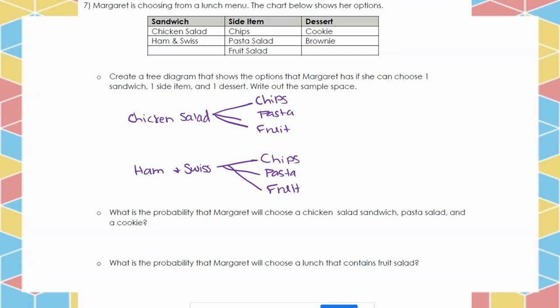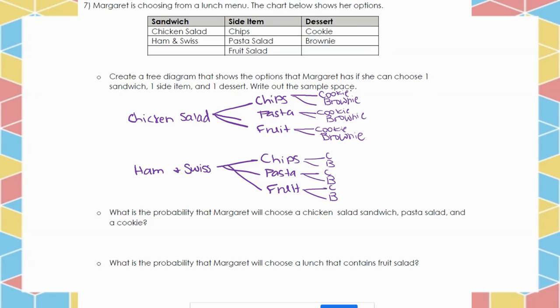Well, if she chooses chicken salad and chips, she could do a cookie or a brownie. If she chose chicken salad and pasta salad, she could still do a cookie or a brownie. If she chose chicken salad and fruit salad, she could still do a cookie or a brownie. If she chose ham and Swiss and then chips, she could do cookie and brownie again. Pasta salad, she could do cookie and brownie, and fruit salad, she could do cookie and brownie.